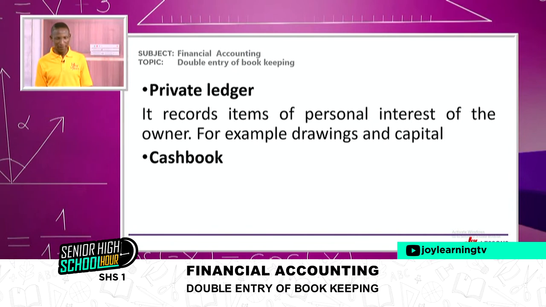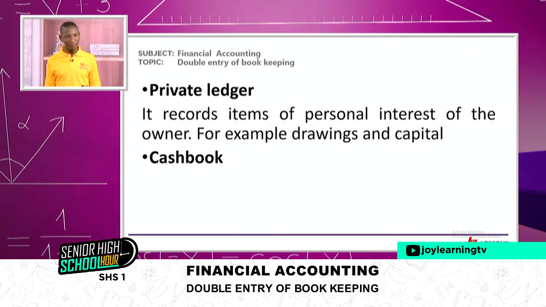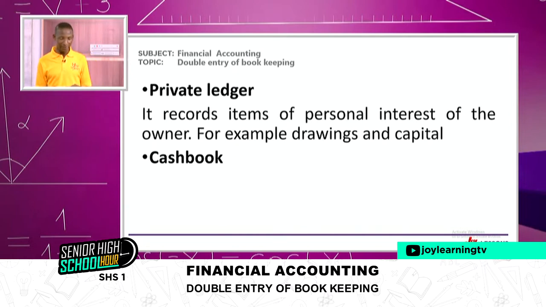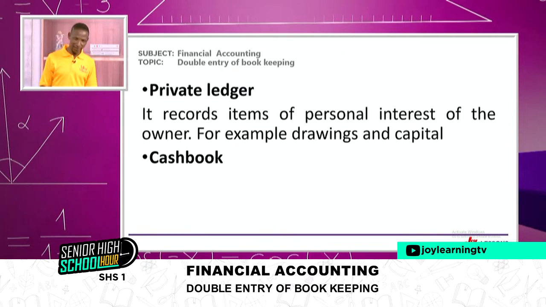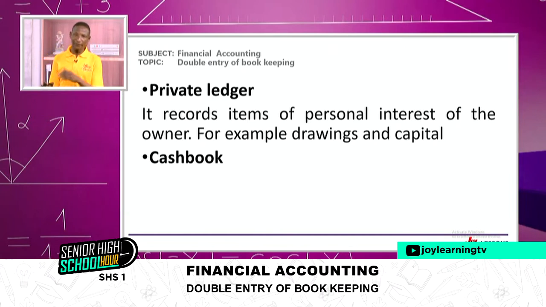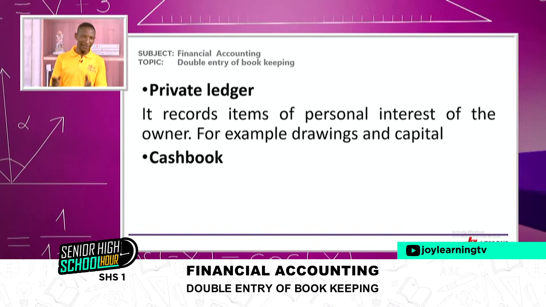Cash book. This is a book that records cash and bank transactions, or check transactions. Let me give you an example. For instance, if you sell on credit, you record it in the sales ledger. But if you sell for cash or check, then that information will go to the cash book. So all the books have functions. You cannot just pick any book at all and record anything in it. They all have their respective functions. So we have to know the books and the kind of information that are recorded in them.